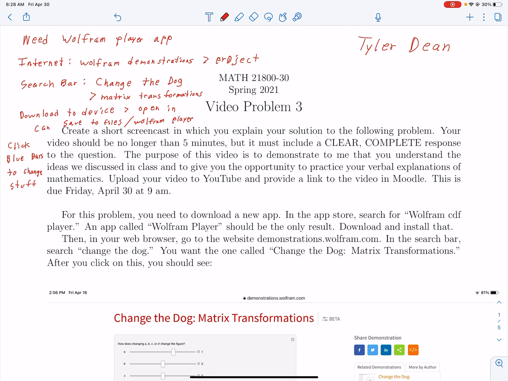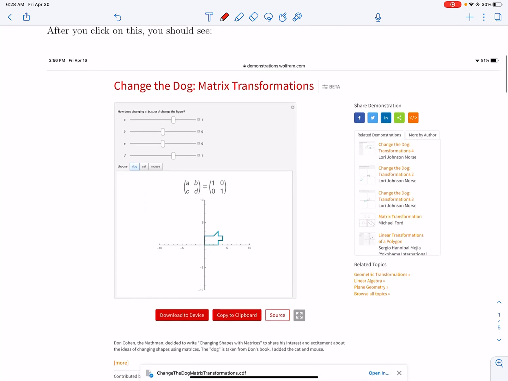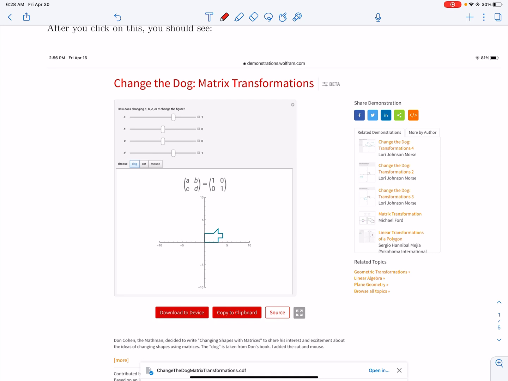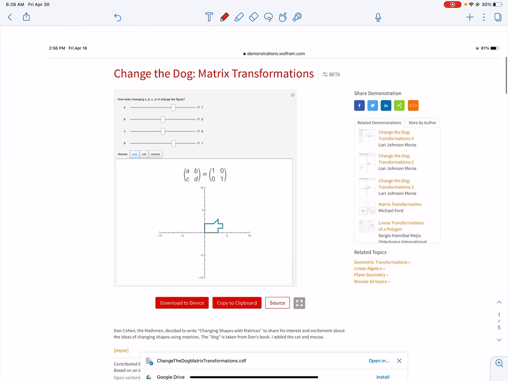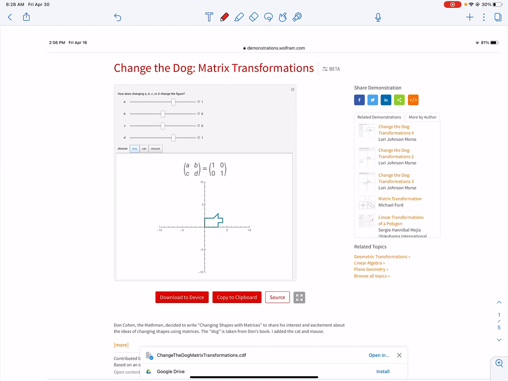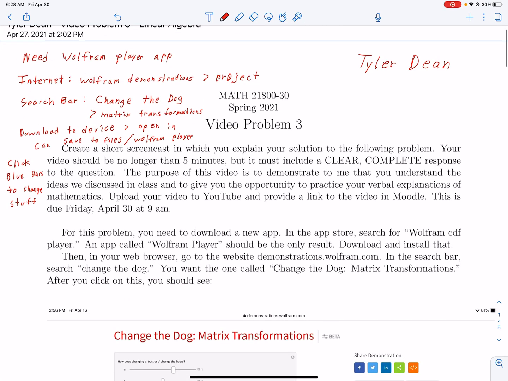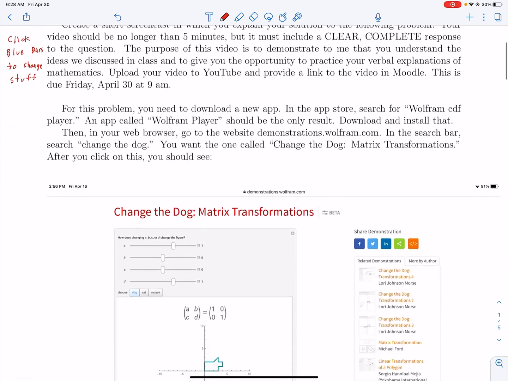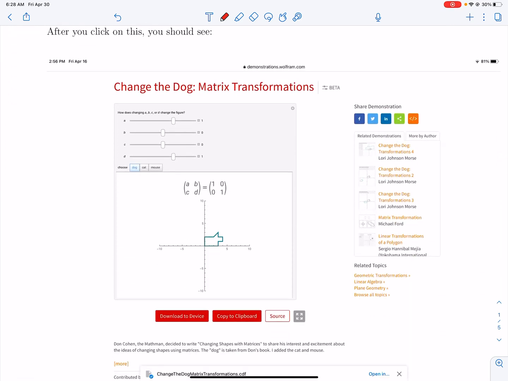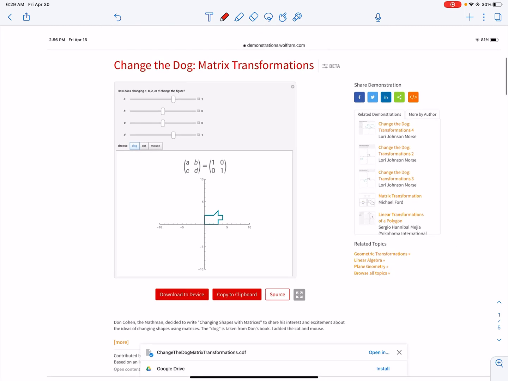So today we are practicing with matrix transformations and what they mean and how they affect lines and objects on a graph and how we can show and express those transformations through matrices. So for our example today, we are using Wolfram demonstrations, and we're using the change the dog. So as you can see, we have a normal dog graph.